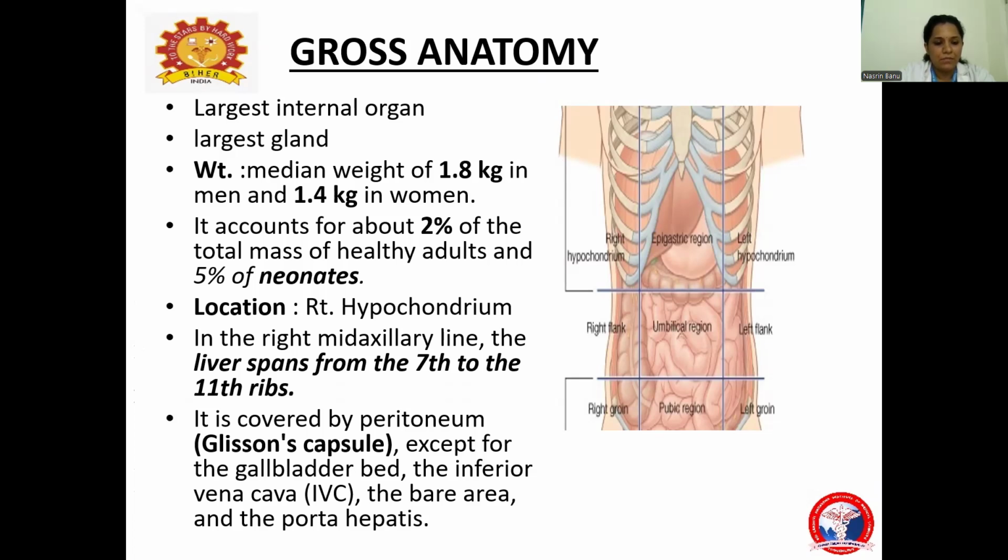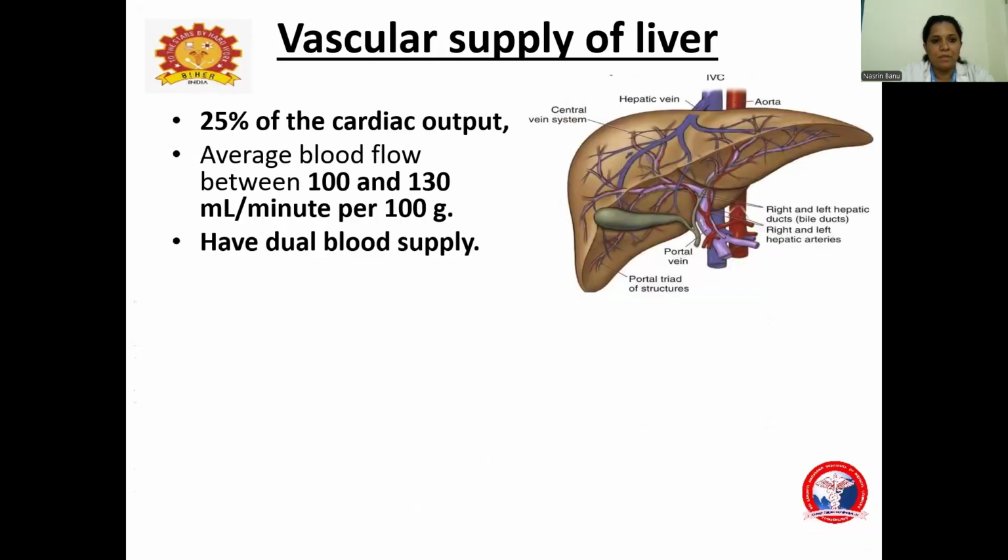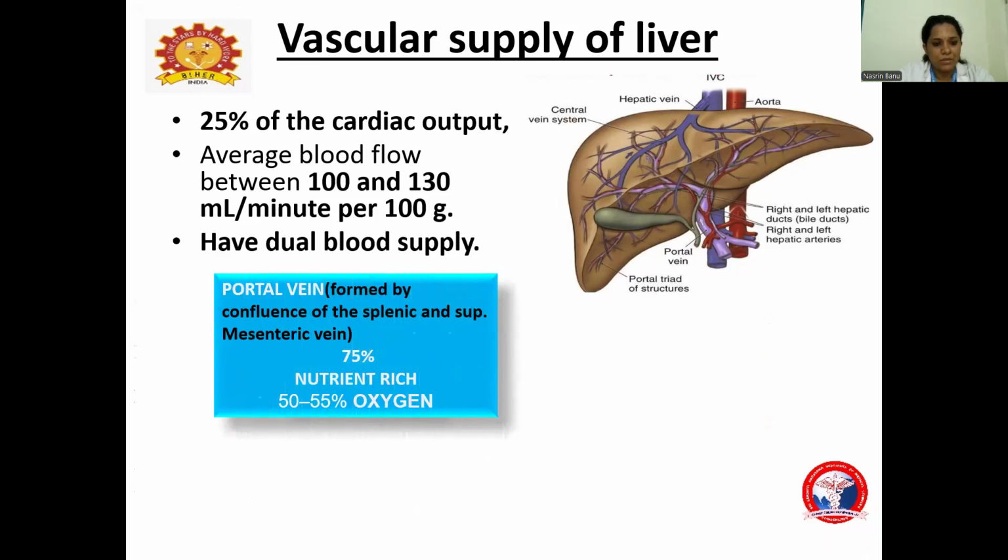It is covered by peritoneum, which is the Glisson's capsule, except for the gallbladder bed, the inferior vena cava, the bare area, and the porta hepatis. The vascular supply of the liver: 25% of the cardiac output is supplied to the liver. The average blood flow is between 100 and 130 ml per minute per 100 gram. It has a dual supply.